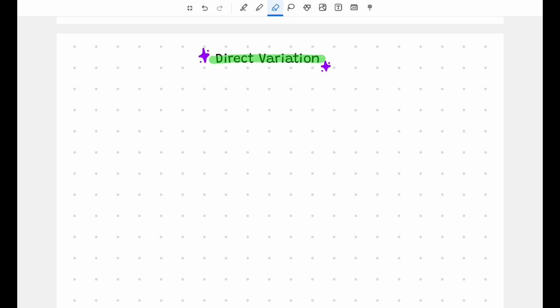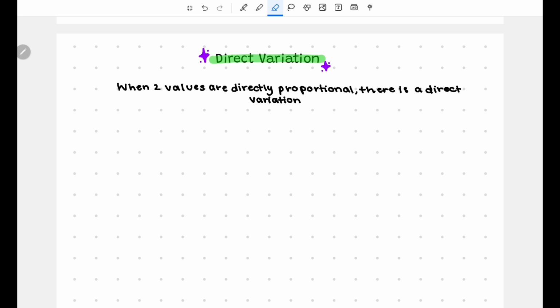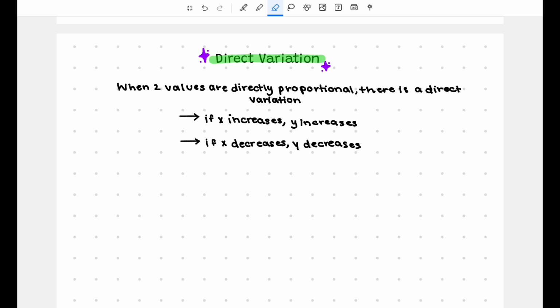So let's get started. When we talk about two values that vary directly, those two values are directly proportional. So what do we mean when we're saying directly proportional? When two values are directly proportional, if x is increasing, then y is also increasing. But if x is decreasing, y is also decreasing. There is also a constant rate of change.